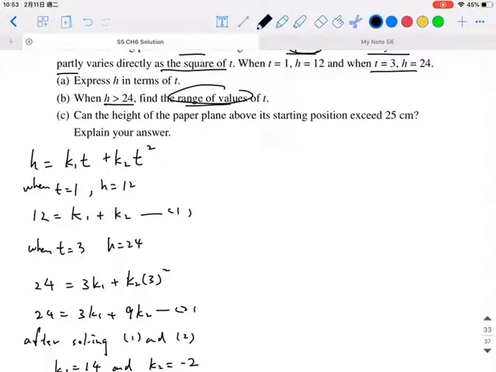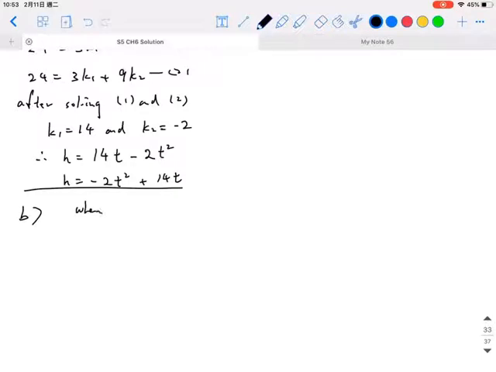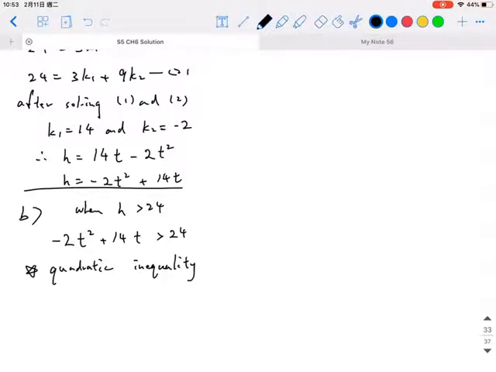So that means it must be in equality sign. Okay, so h is greater than 24. So when h is greater than 24, that means negative 2t squared plus 14t greater than 24. Okay, remember this is a quadratic inequality. Okay, so that means I just move to the right hand side, all of it is 0.